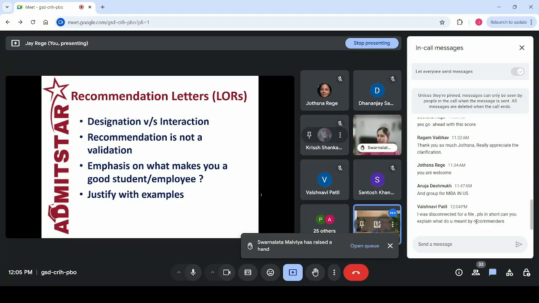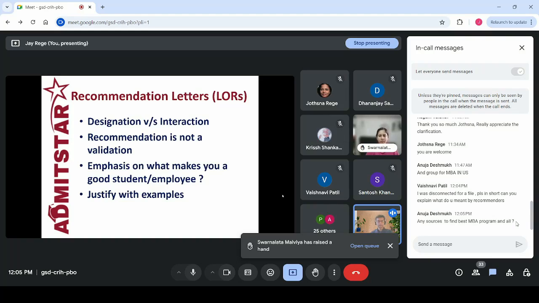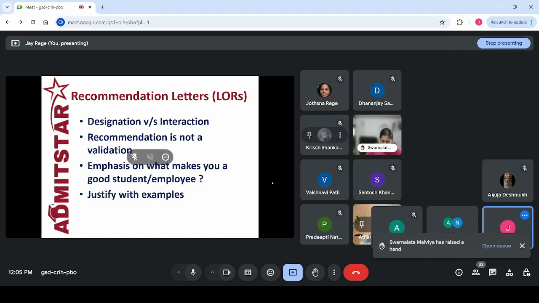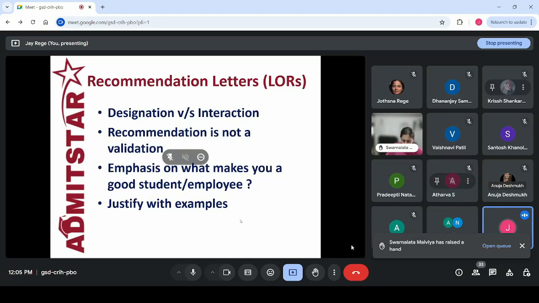I think here Vaishnavi has posted a message that she was disconnected for a while. Can you just, in short, explain what you mean by recommenders? See, as part of your application, Vaishnavi, you will have to submit recommendation letters. Recommendation letters have to be submitted by your recommenders. You will have to choose. Most universities require two or three recommenders, so find three, either professors, or if you're working, then maybe your immediate manager who can give recommendation letters.